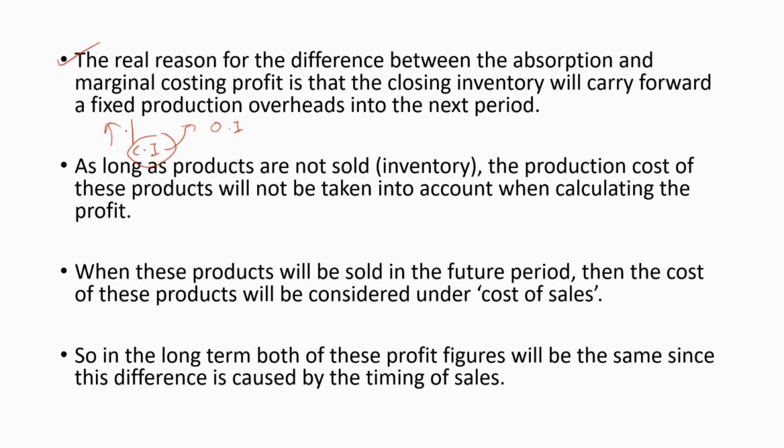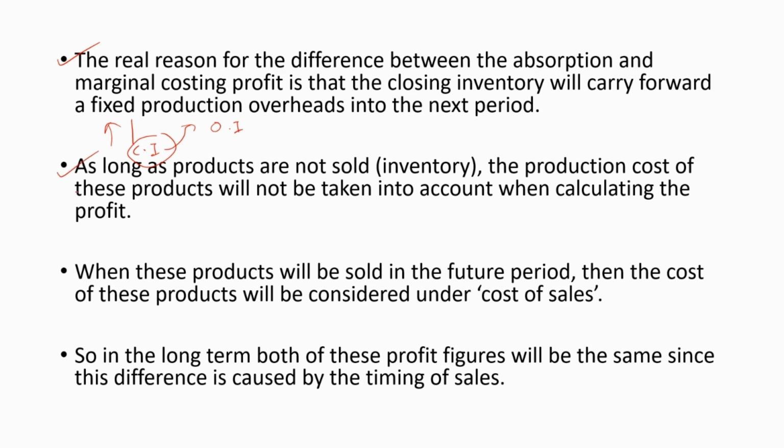Because under marginal costing, we do not consider the fixed production overheads to evaluate the inventory. But under absorption costing, we do consider the fixed production overheads. So when there is a closing inventory for a period, those closing inventory will carry forward a fixed production overhead for the period into the next period.